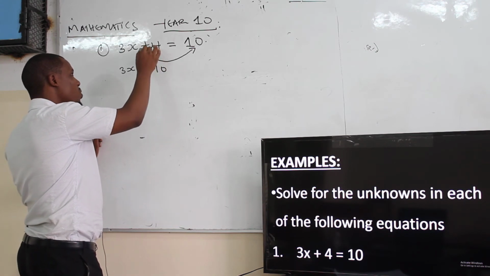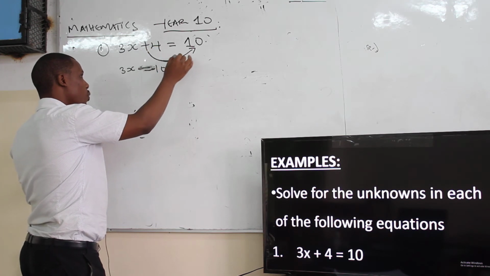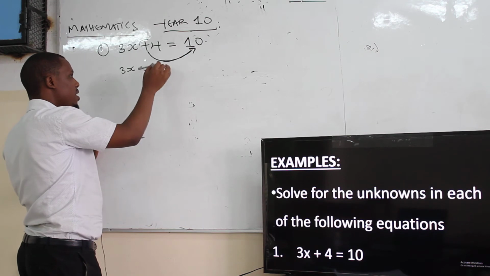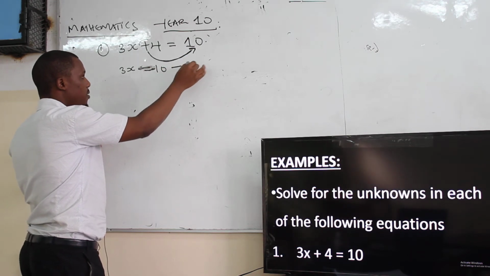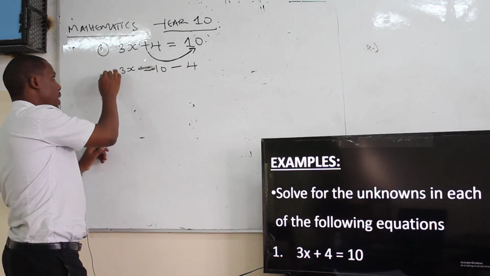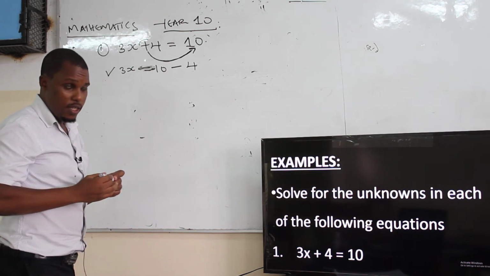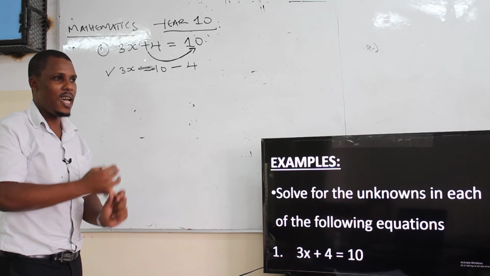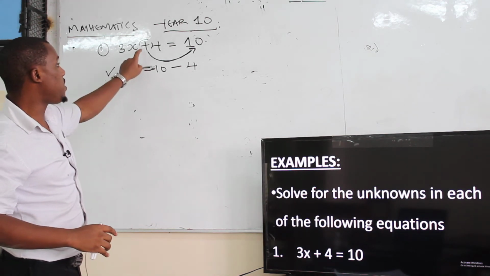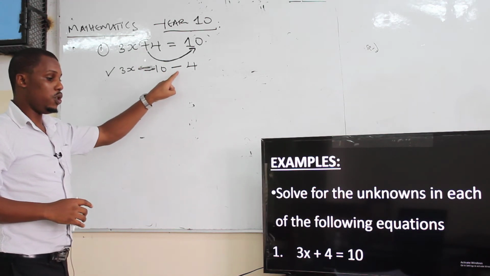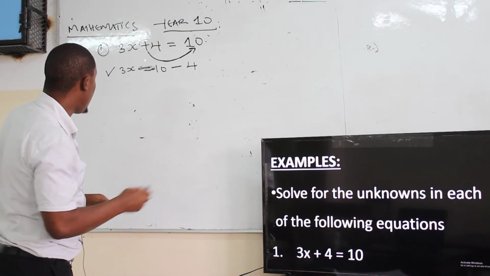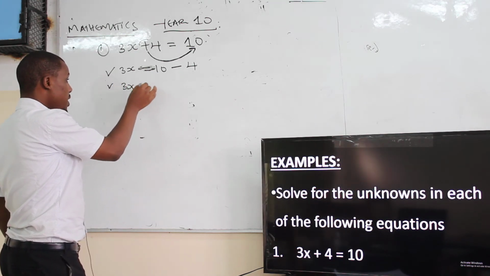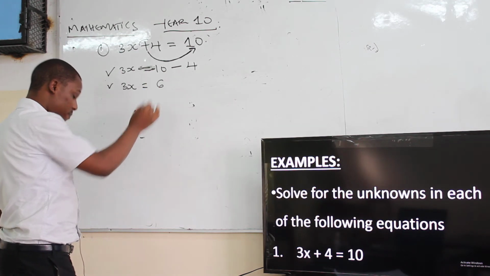Then when this one crosses the equal sign, we reverse the sign. If it was addition, then after crossing the equal sign it becomes subtraction. So minus 4. That's stage number 1. You remove the constant and take it to the other side of the equation, and once you do that, the sign must change. If it was positive, it is going to be negative. So we remain with 3x is equal to 10 minus 4, which is 6.